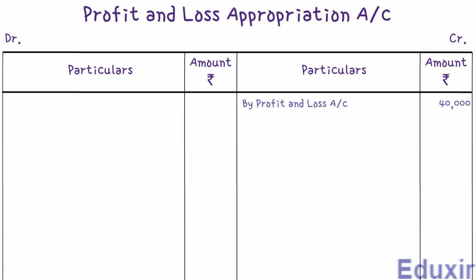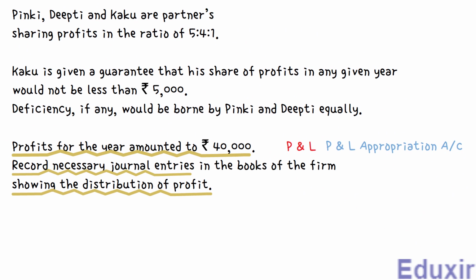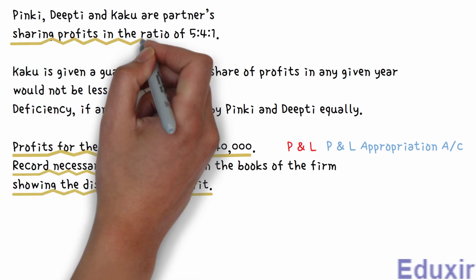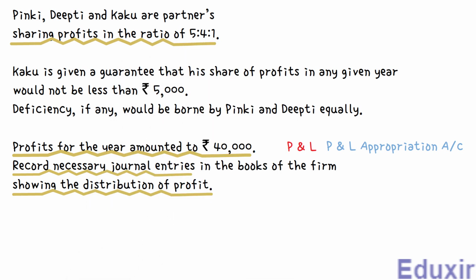Now, as we have already discussed, this problem is totally about distributing the net profit to the partners. So, there will not be any other entry in the profit and loss appropriation account. And we can directly jump to the distribution of the net profit among the partners. Also, it is given in the problem that the partners shared their profit in the ratio 5:4:1. Let's now calculate the share of the net profit for each partner as per this ratio.